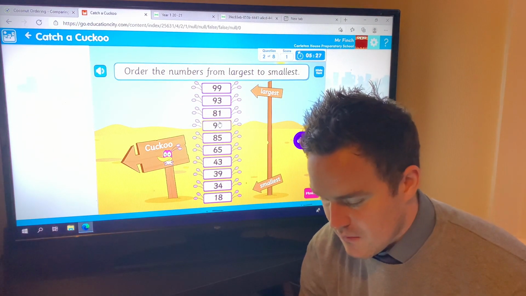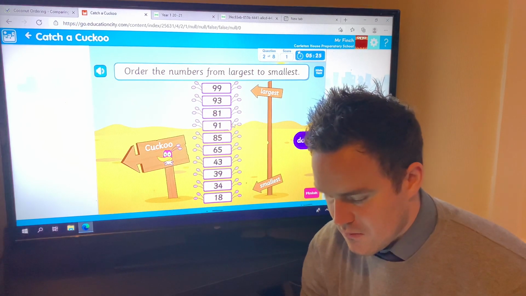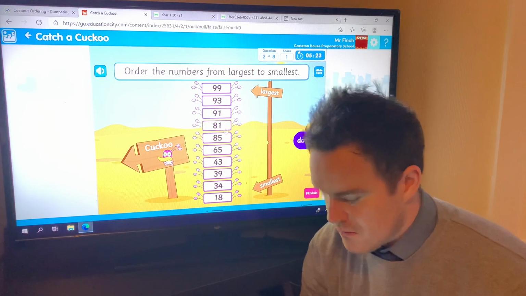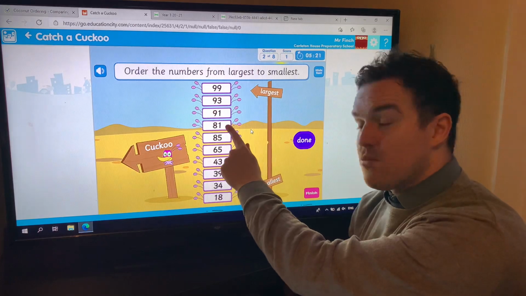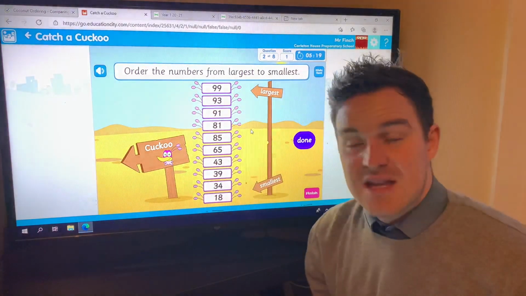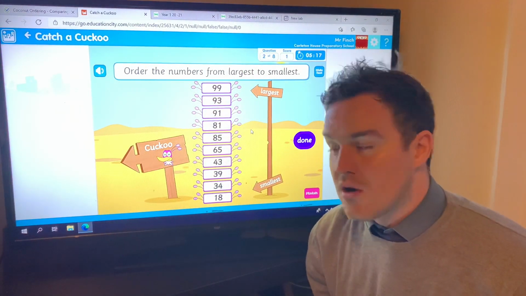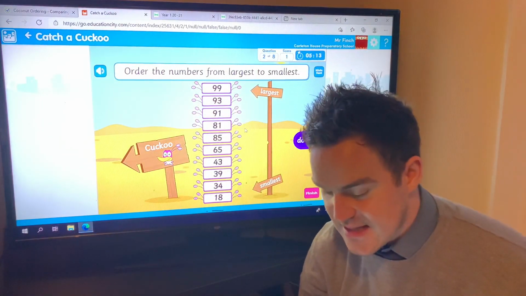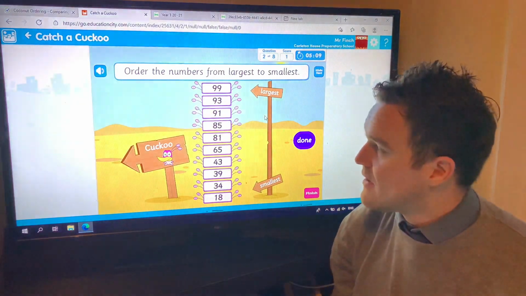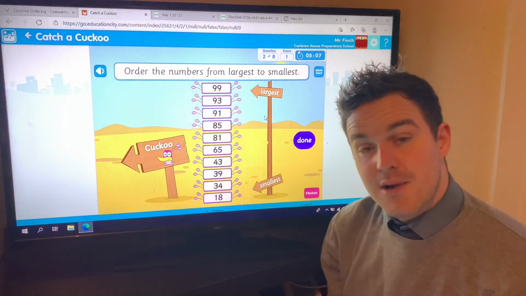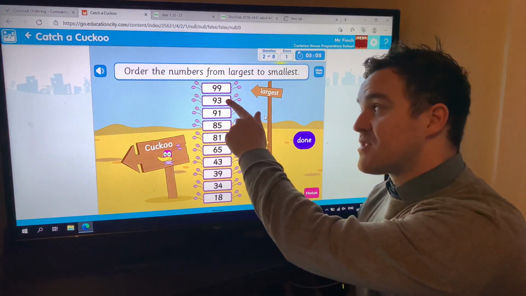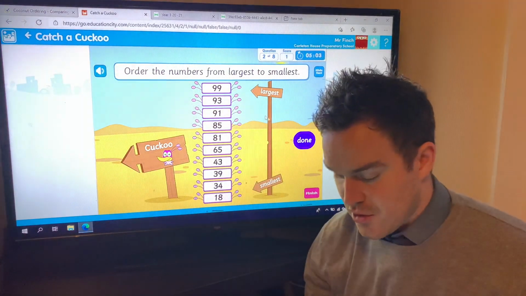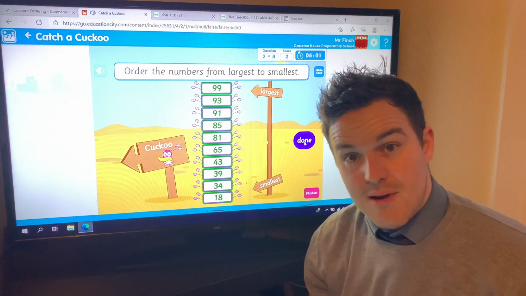Okay, so I've got my two 80 numbers. I've got 81 and 85. They both have an 80, so I look in the ones section of the number, the second part. 1 or 5, which is smaller? That's a nice easy one. Swap those two around. 81 is smaller than 85. Then we have, it's worked out quite well again, 91, 93 and 99. They're already in order. Got those all right again. Well done.